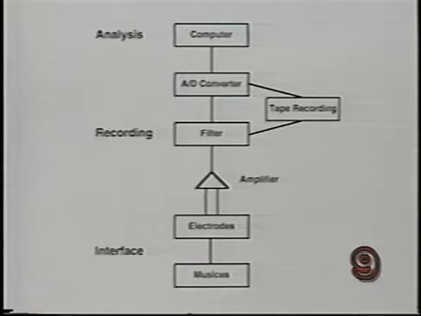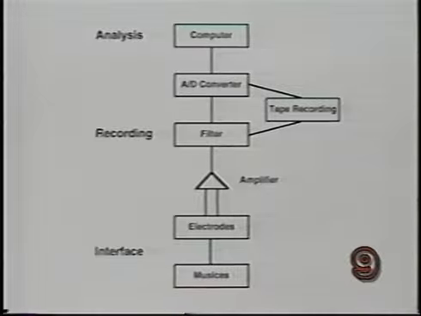This is a diagram of our EMG system. It has three instrumental levels: interfaces, electronics for recordings, and analysis. The first level is the electrode, which is the interface between muscles and recording system. Second level is the recording system: amplifier, filter, and tape recorder, or A to D converter and computer. The third level is the analysis system, the computer.